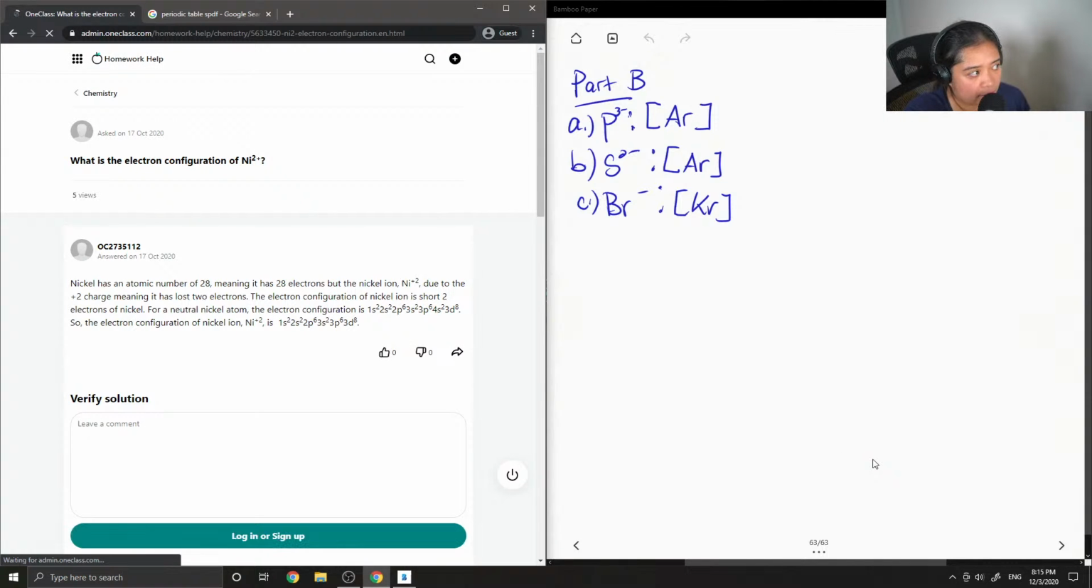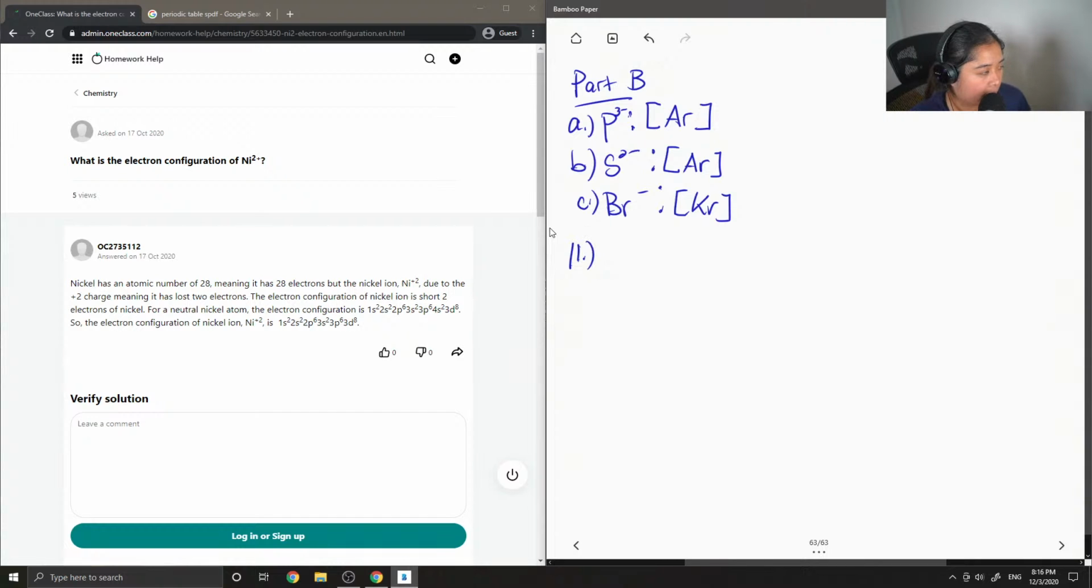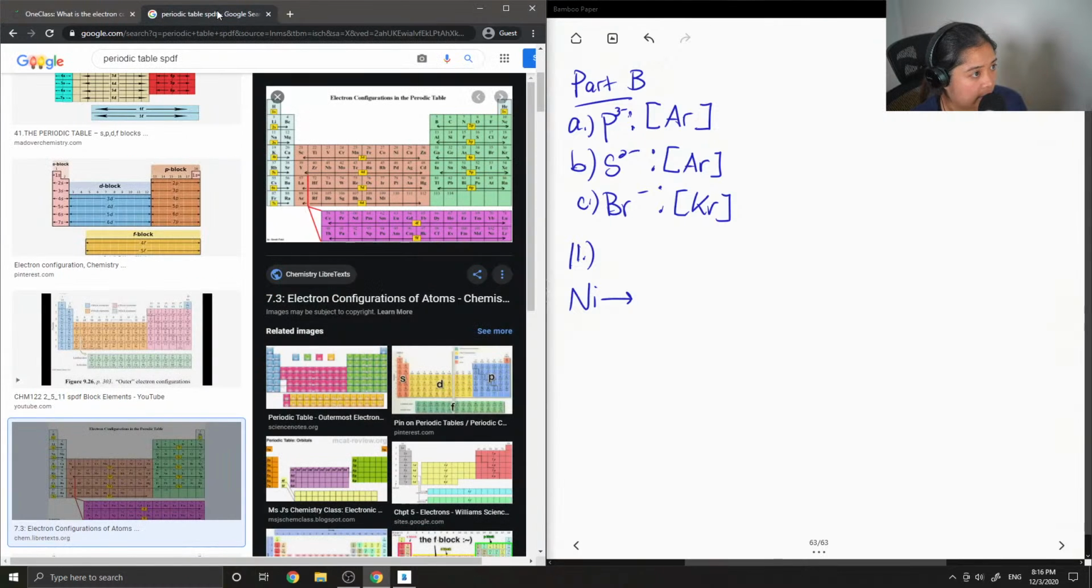Okay, so question 11 is another electron configuration question, and it's asking the electron configuration of nickel 2+. Okay, so first I'm going to write out the electron configuration of just a neutral nickel atom. So I'll do the long configuration. So nickel is found here, atomic number 28.